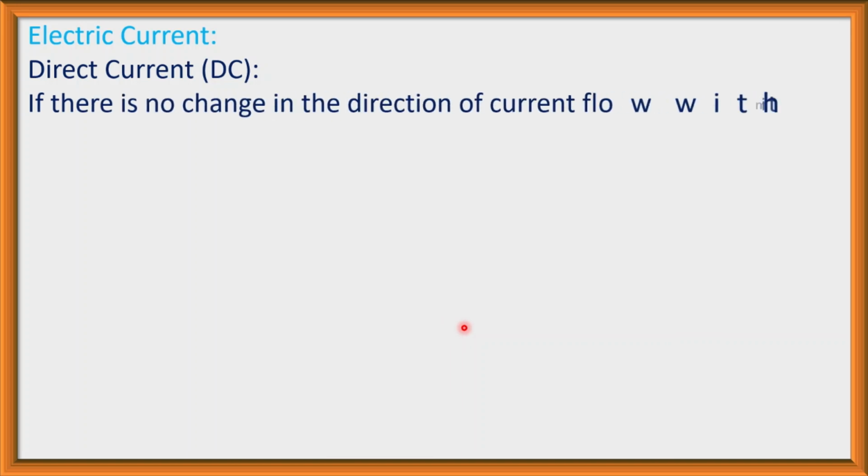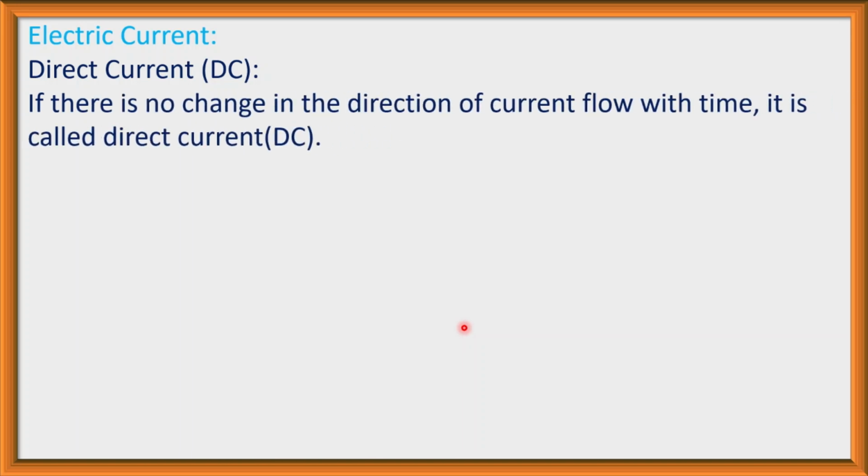Now, direct current or DC. If there is no change in the direction of current flow with time, it is called direct current. That is, with time the direction of flow of current will not be changed. If there is no change in the direction of current flow with time, it is called direct current or DC.